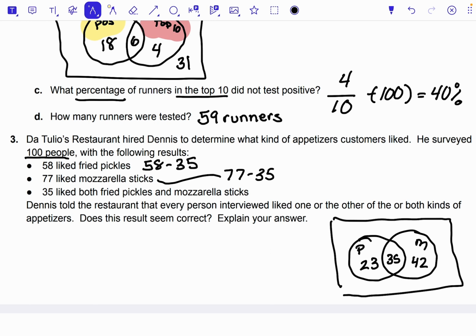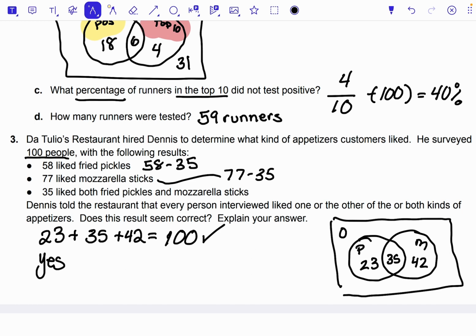And so let's see how many people we have. If I take 23 plus 35 plus 42, and I add these up, 3 plus 5 is 8, plus 2 is 10, plus 20 is 30, 60, 100. So that would mean there's 0 people on the outside. So does this result seem correct? Yes, because when we built our Venn diagram, we have 100 people inside all the circles. And that would be the appropriate way to approach number 3, and I would justify it with what I see in my Venn diagram.